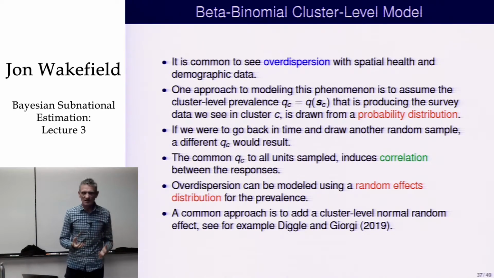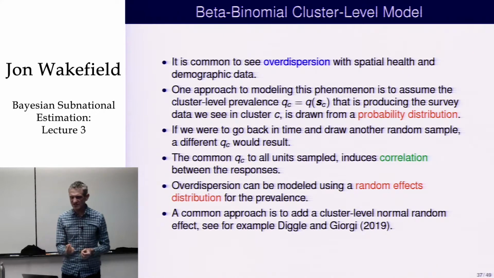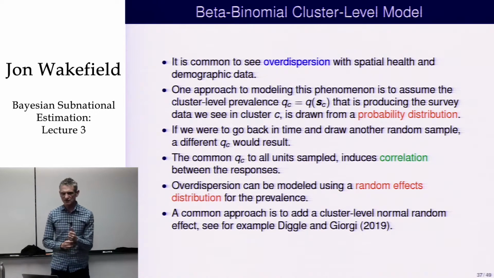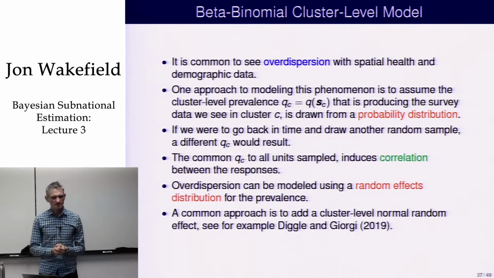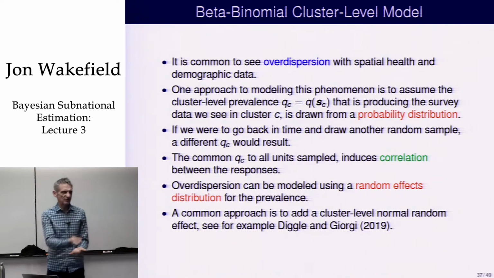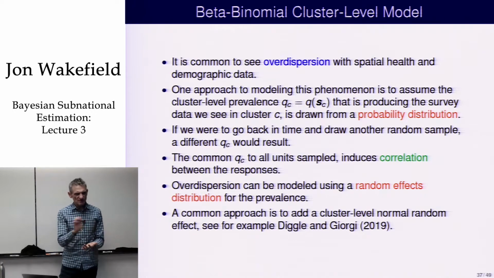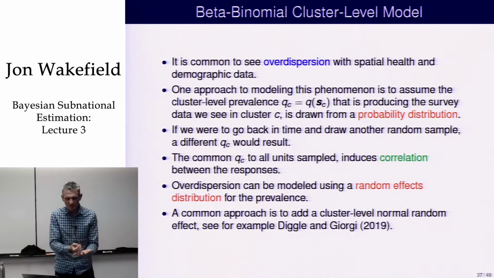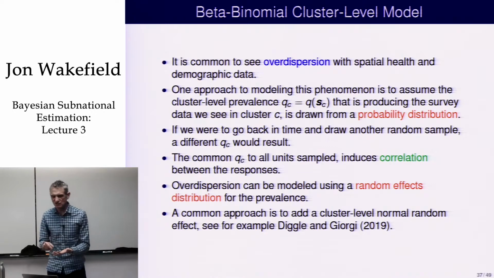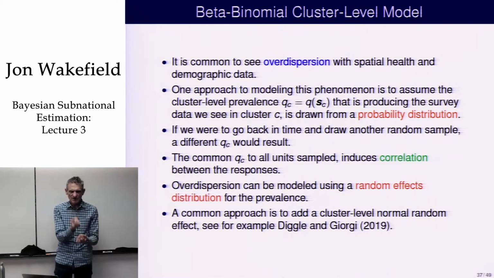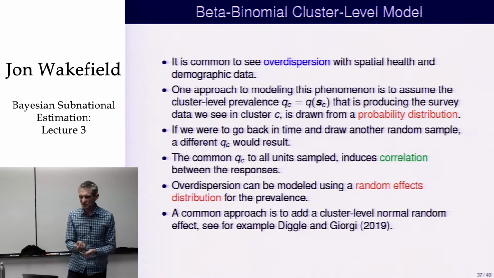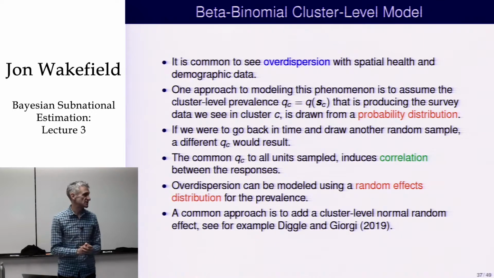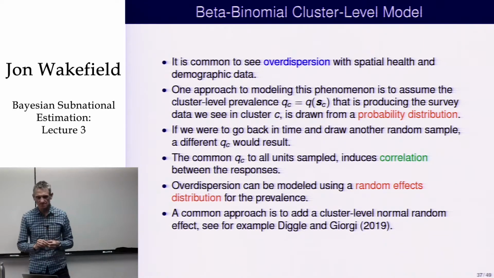So one way of modeling over-dispersion is to assume that the prevalence in cluster c, which I'll call q_c, is drawn from some probability distribution. So if we did another survey, we would get a different q. There's movement from survey to survey because we're sampling maybe different subgroups within those clusters, and so we're seeing deviations. The key idea here, though, is that the q_c that we're assuming is explaining the prevalence in this particular sample we take is common to each of the people in that sample, and so that's going to induce some correlation between the responses, the so-called intra-class correlation coefficient.